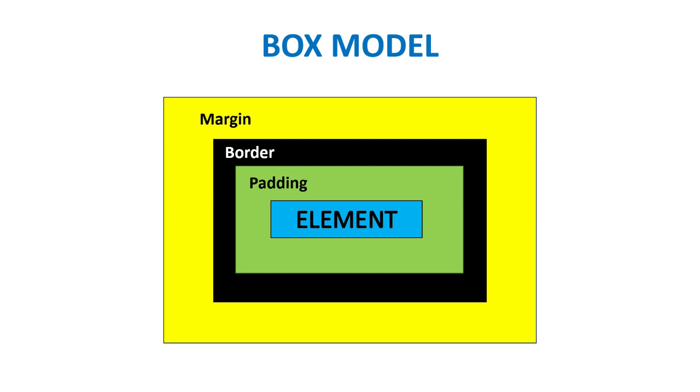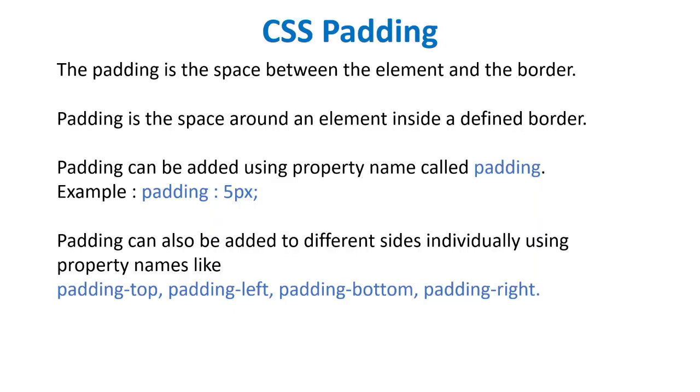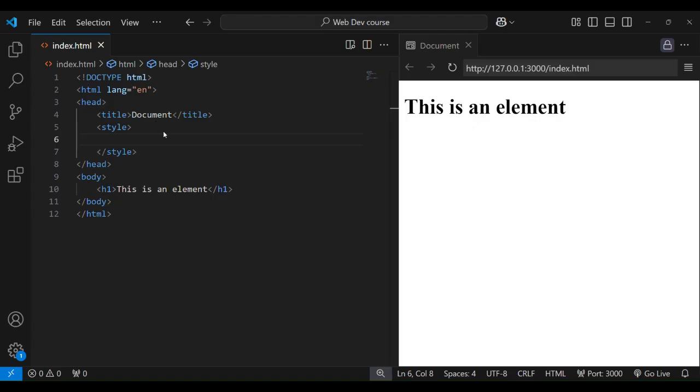Let's learn in detail. The padding is the space between the element and the border. Padding is the space around an element inside a defined border. Padding can be added using property name called padding. Example, padding: 5px. Padding can also be added to different sides individually using property names like padding-top, padding-left, padding-bottom, padding-right. Let's see a quick demonstration of how it works.